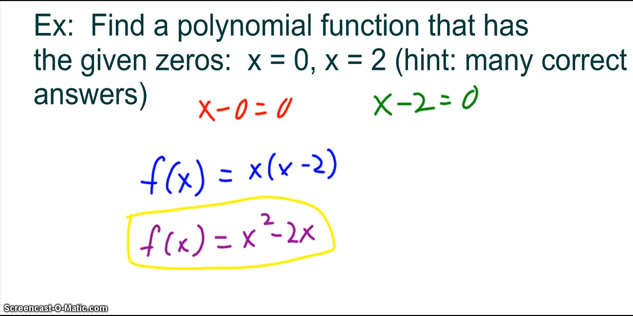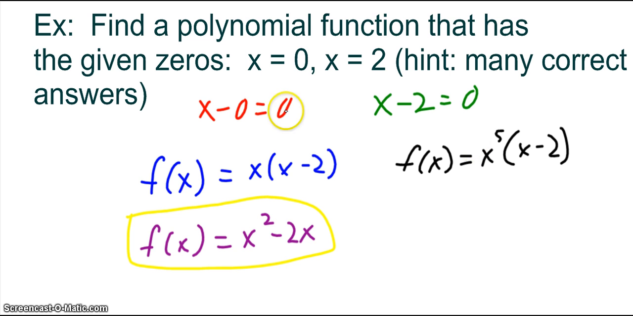Just to show you what I mean by there being many correct answers, for instance, I can put any power I want on this x and it'll still have the same zeros. So if I did, for instance, f of x equals x to the 5th times x minus 2, x to the 5th will still give me 0 as a 0, and then I still have the x minus 2. I could also add a power to the x minus 2, so let's make that cubed. So I have x to the 5th times x minus 2 quantity cubed. This just means that the 2 has a multiplicity of 3. Here the 0 has a multiplicity of 5.